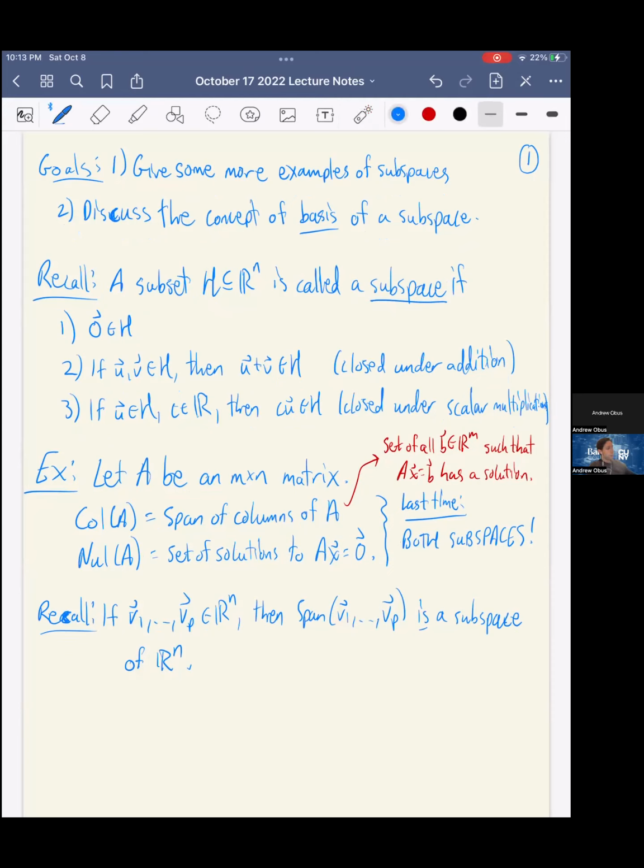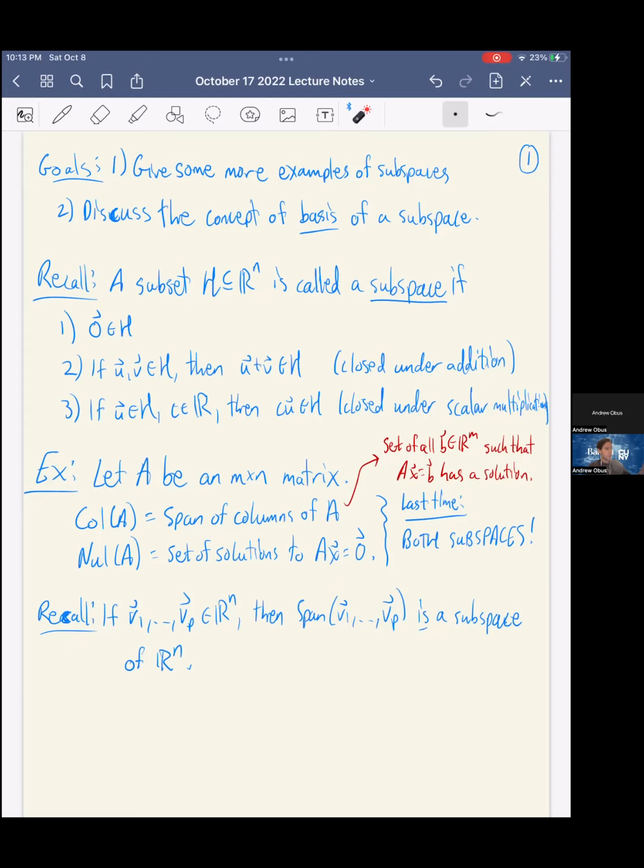So what I want to do is an actual example where A is a particular matrix, and we're going to compute this column space and this null space, just to show specific examples of these subspaces. In general, the span of v1 through vp is not only an example of a subspace, but often a good way to specify a subspace. If somebody asks you what subspace you're talking about, a good way to name it is to say it's the span of these vectors.